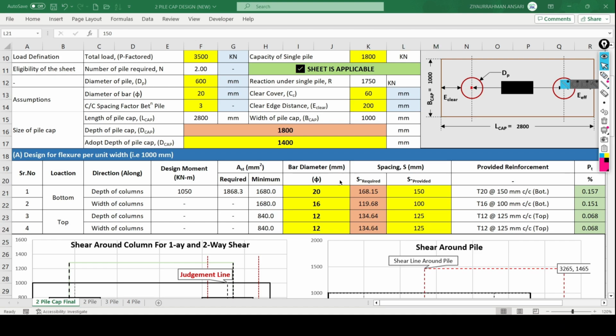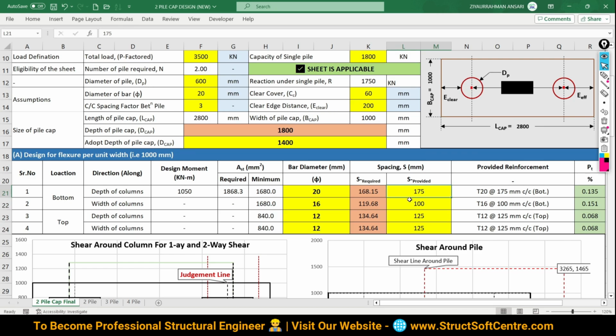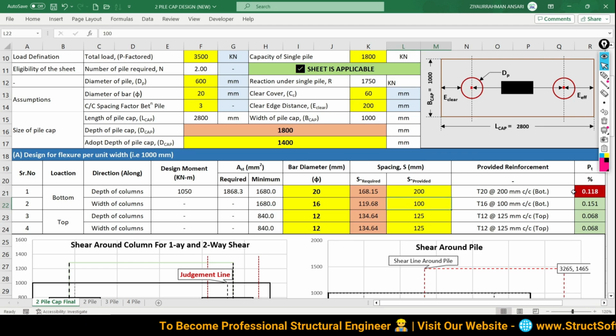You may ask a question, sir, if suppose we make a mistake, like if suppose instead of 168, which is the spacing required, we provide a spacing more than this, which will definitely be wrong. Suppose I provide 200. So what you are getting? You are going to provide the percentage of reinforcement as what?